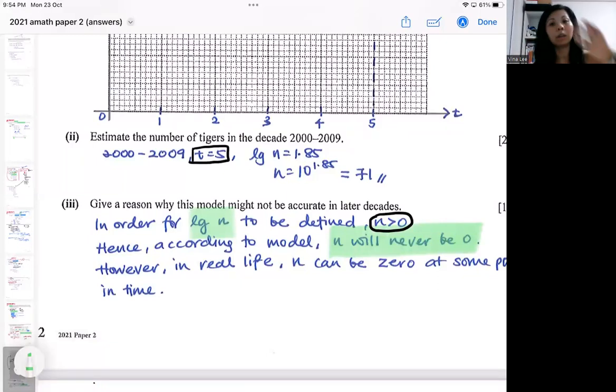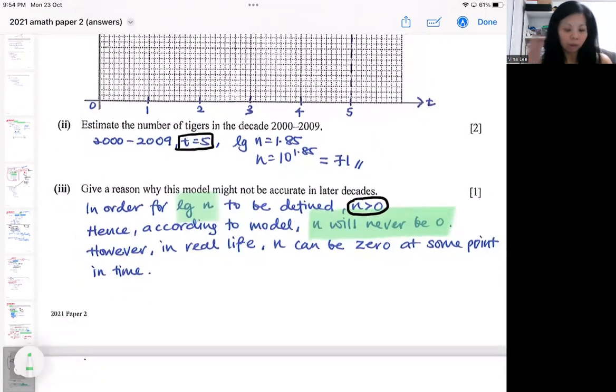Because of the logarithm that's involved, the model is suggesting that n will never be zero. However, in real life, we know that the number of tigers can reach zero. At the point where the number of tigers reaches zero, that's what we call extinction. There's no more of this species anymore. So the model is saying that n will never be zero because it will always be positive so that our log can be defined. However, in real life, it's not true. That's why this model may not apply in the later part, where there's a chance that it becomes zero but the model suggests that it will not become zero. So that's the limitation of the model.